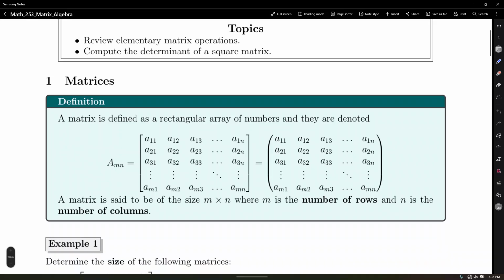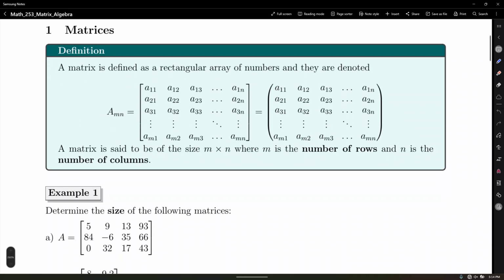Okay, number one, what's a matrix? A matrix is defined as a rectangular array of numbers, and they're denoted this way. So you have brackets or parentheses with a lot of numbers inside this array. So that means we have two different ways to denote matrices: the brackets or the big parentheses. All right. Well, the way we describe a matrix is by its number of rows and columns in that order.